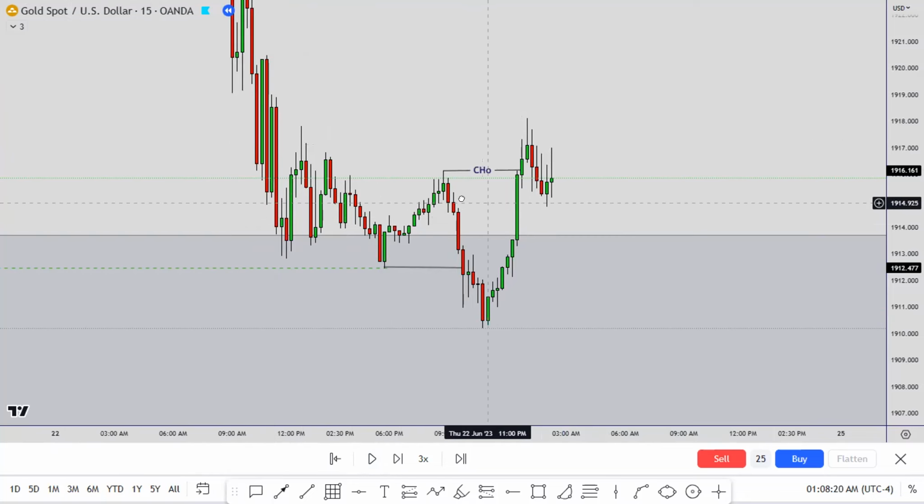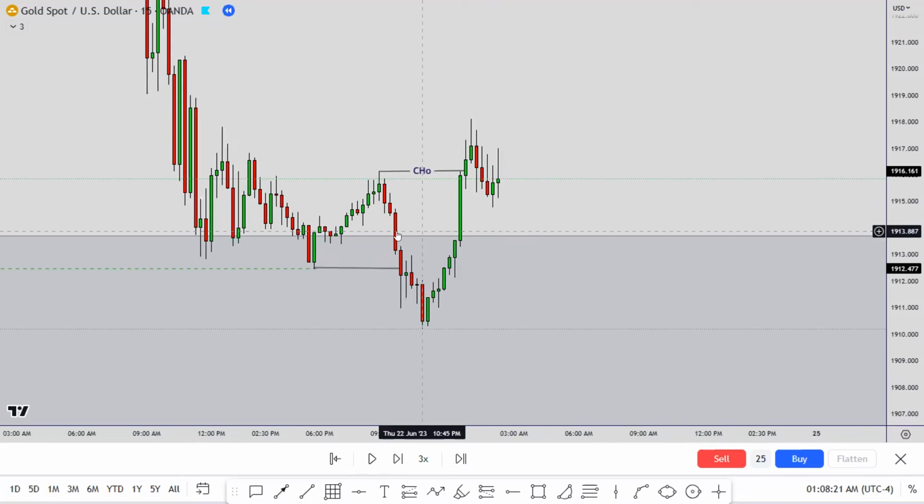And if you look here, we have this large imbalance. We have this large imbalance right here. See that, that's a fair value gap.